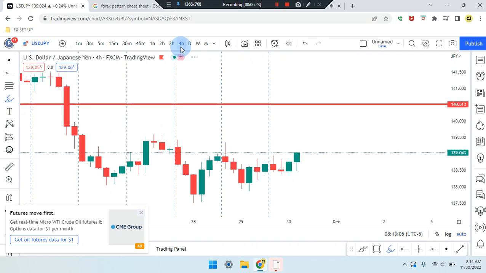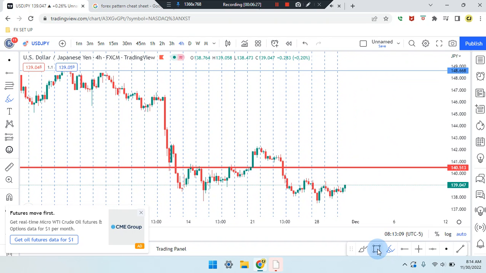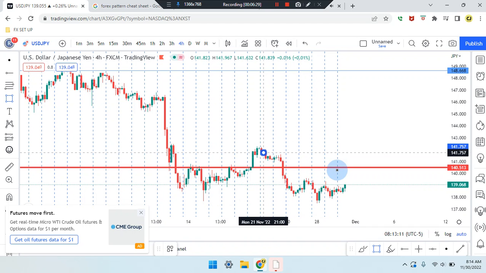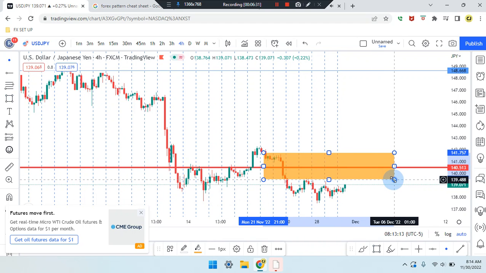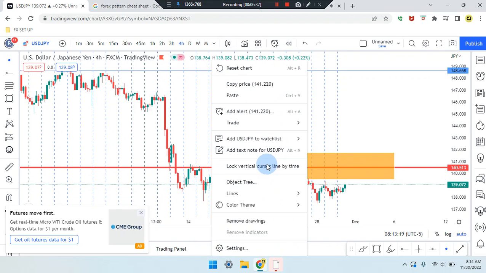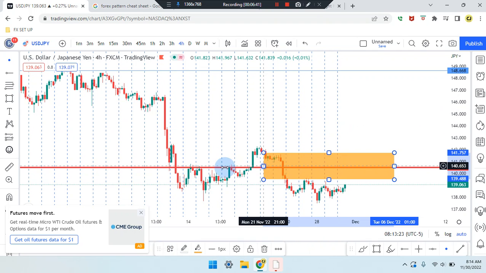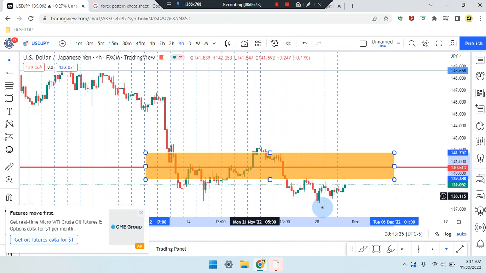Headed down to the 4-hour time frame. Being on the 4-hour time frame, we know we are above that resistance line. I'm going to put that area in the zone, a little bit above, a little bit below. Let's take a look at what's going on with the market. So anything within that zone is consolidation for the breakout to the next level.